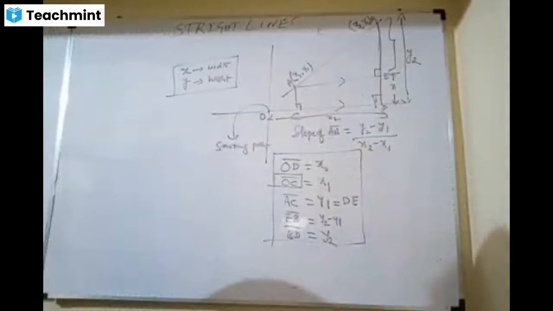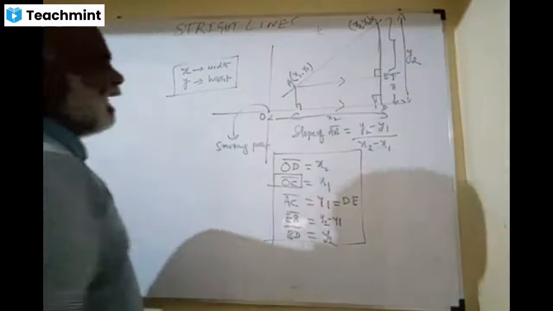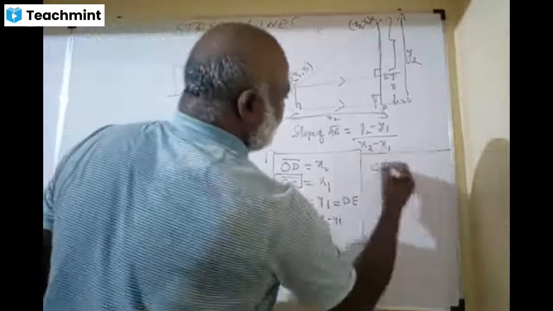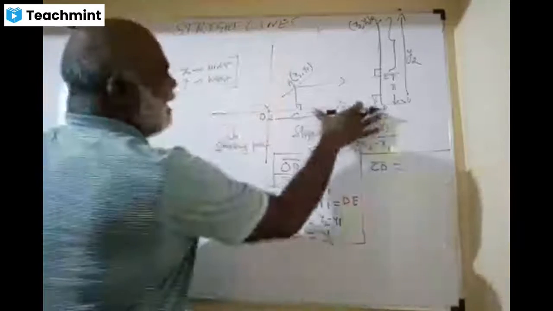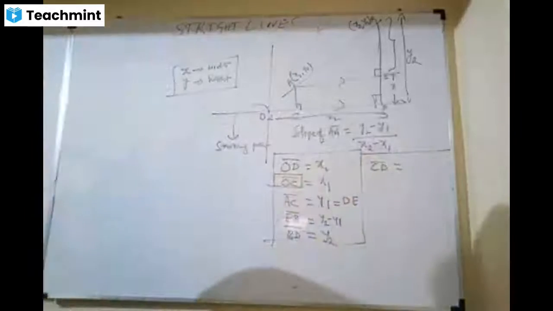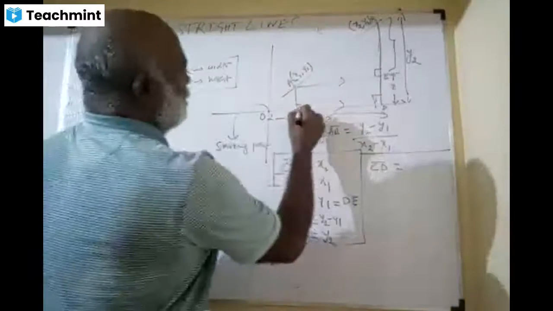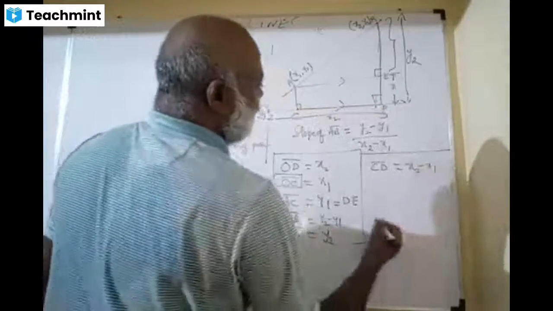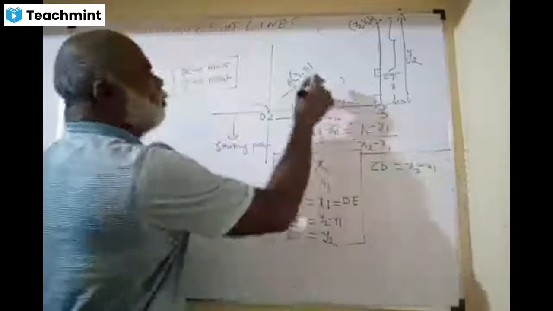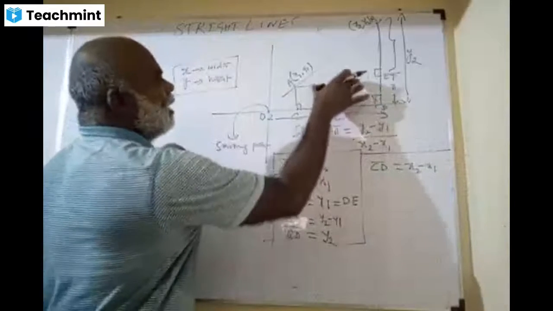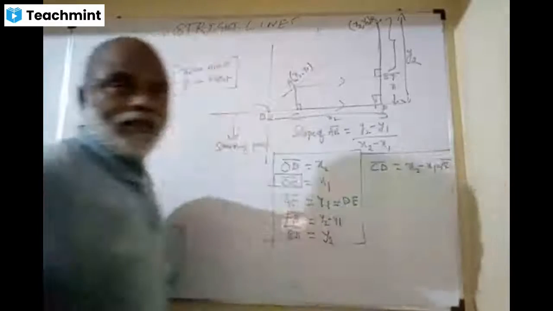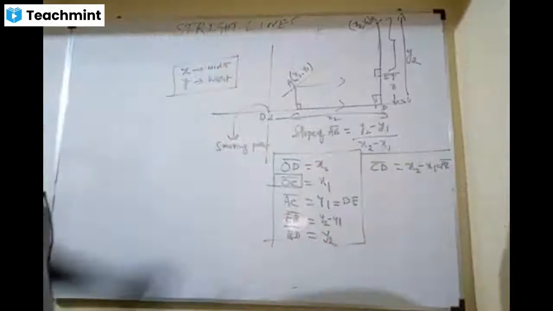Can anybody tell me what is CD, my dear? CD? x2 minus x1, sir. x2 minus x1. CD is also equal to whom? CD is also equal to AE, right?